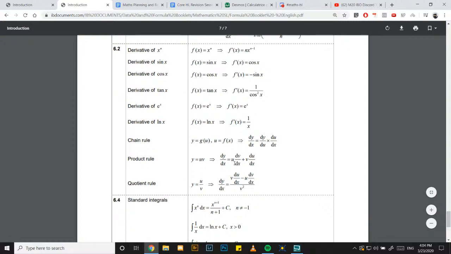Same thing with the product rule. Again, it's just saying that if you have y equals uv, then dy/dx is going to be equal to u dv/dx.